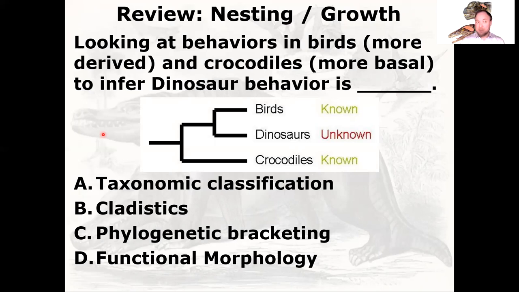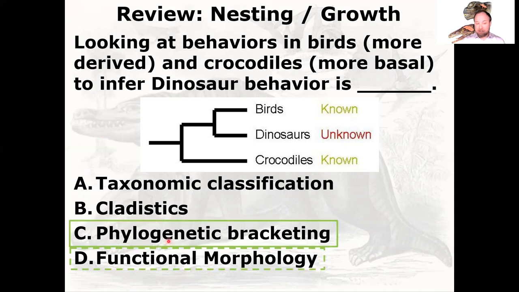So what do we call that method of investigation? I'll give you a couple seconds to look at it. 3, 2, 1, 0. So we call that phylogenetic bracketing. If you said cladistics, that's how you build the tree. Phylogenetic bracketing is taking something that's farther down the tree, more derived, something farther back on the tree, more basal, and something that's in between. So any features that are shared between birds and crocodiles are probably present in the in-between dinosaurs.